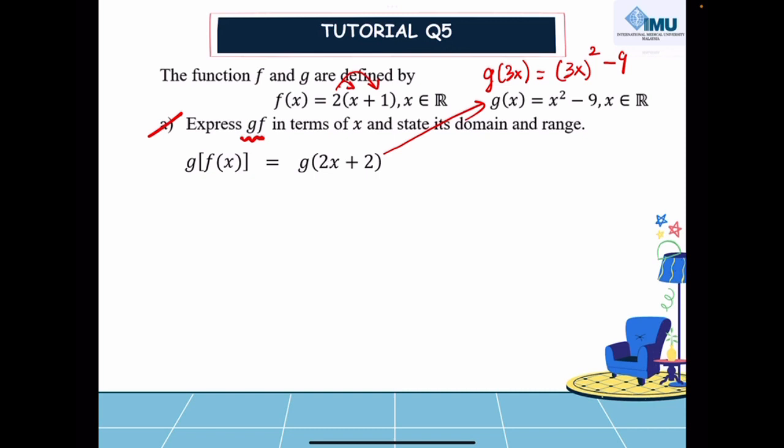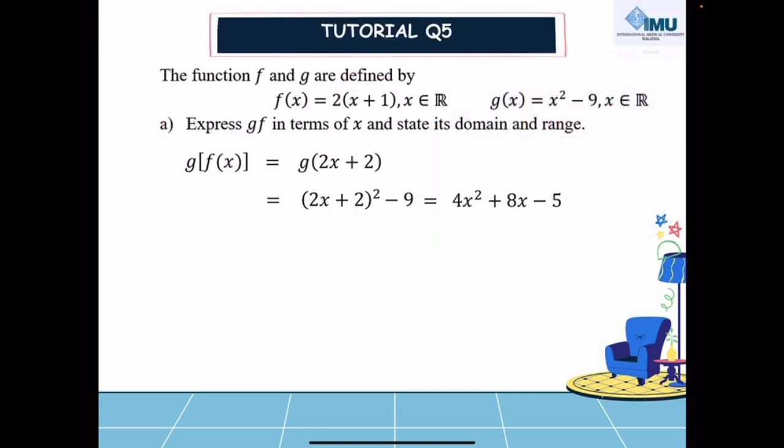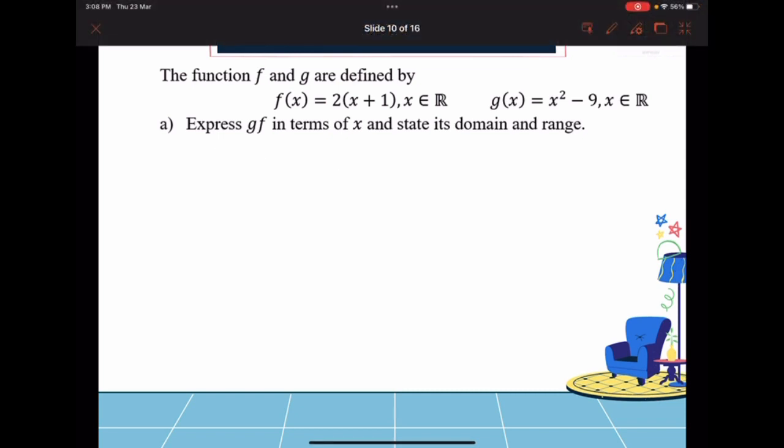Implement this example into the given question. So you have g(2x plus 2). Remember, you just simply need to replace your x now to be 2x plus 2. Yes, correct. That is your composite function. If you would like to expand your bracket, you will obtain 4x squared plus 8x minus 5 as the composite function gf. Let's go towards the next question.